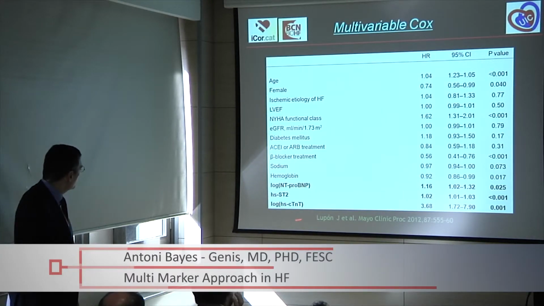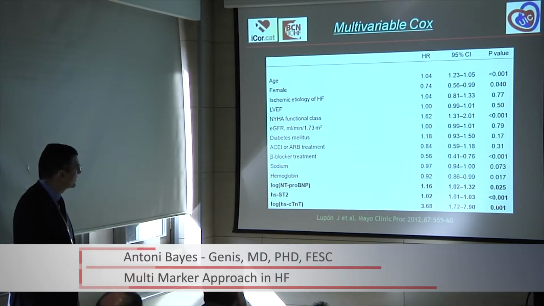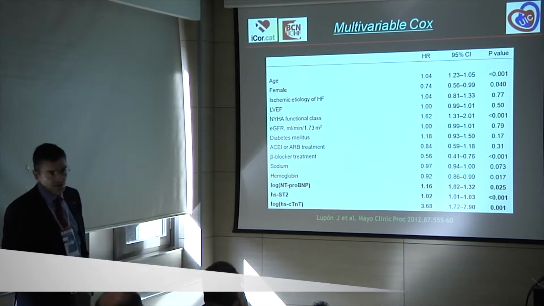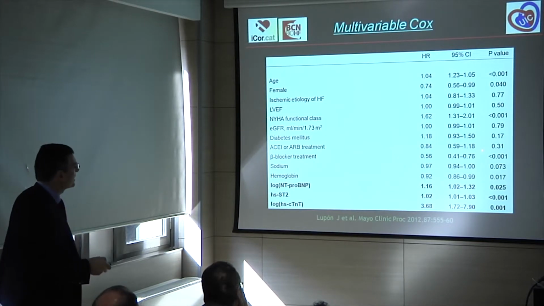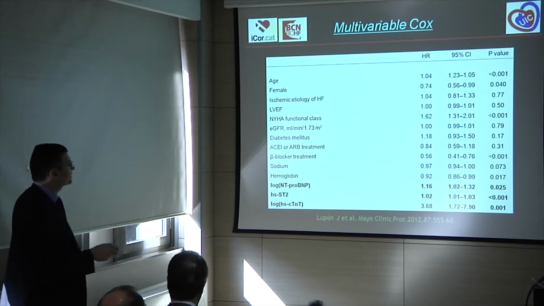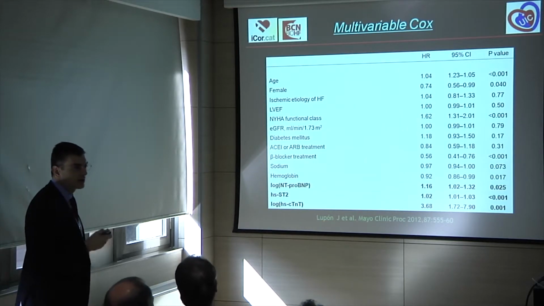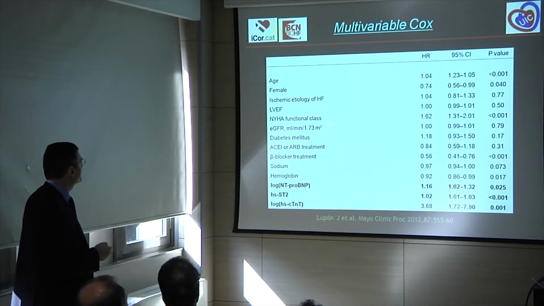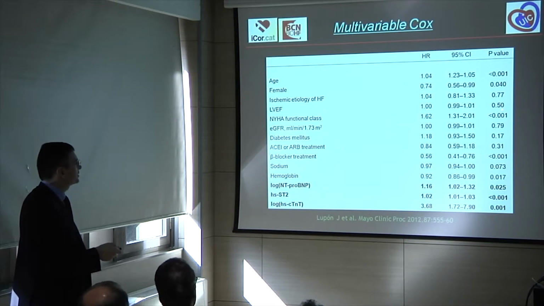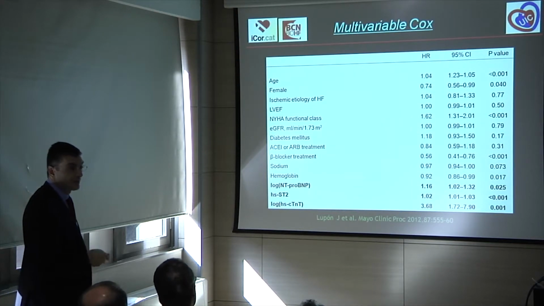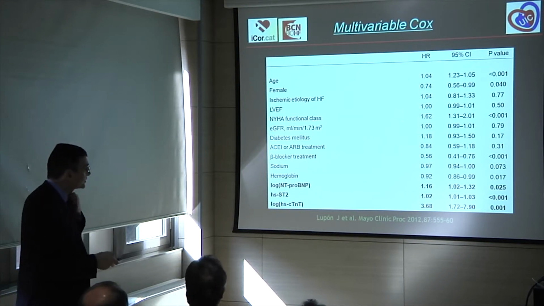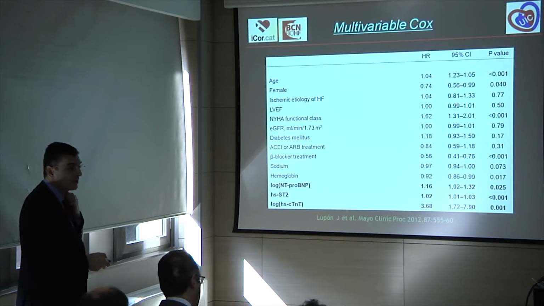If we add these three biomarkers, NT-proBNP, ST2, or troponin T, these three biomarkers are very strong. And they are so strong that conventional and classic risk stratifiers are not valuable anymore. For instance, diabetes is not anymore. eGFR is not anymore. Ejection fraction is not anymore. That's surprising, and that's because of the strength and the value of these new biomarkers.